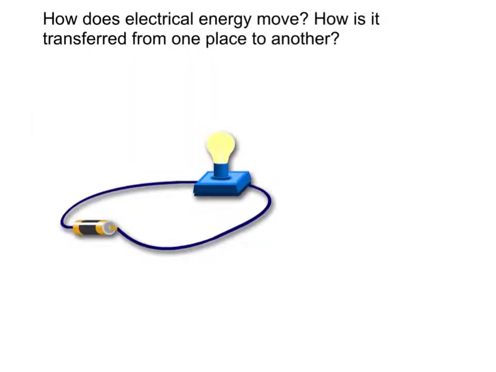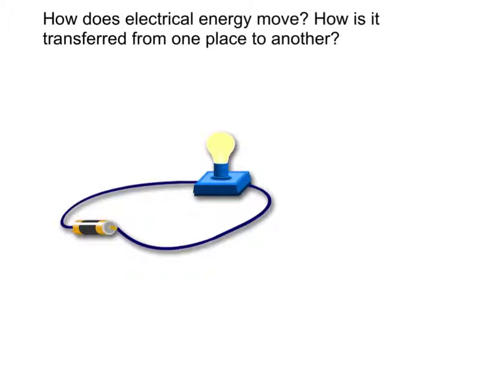Okay, so let's look at how does electrical energy move? How does it go from one place to another? In the previous slide, we said that electrical energy comes from moving negative charges. So how do those moving negative charges go from one place to another? For example, we've got here a connection. We've got a battery. We've got some wires here. We've got a light bulb and some wires connecting it back to the battery.